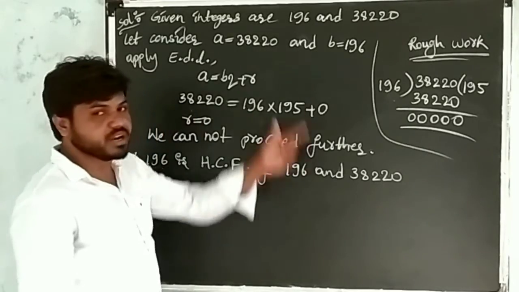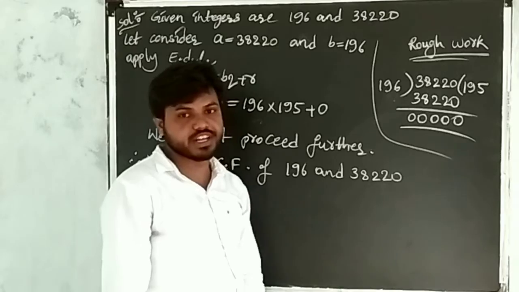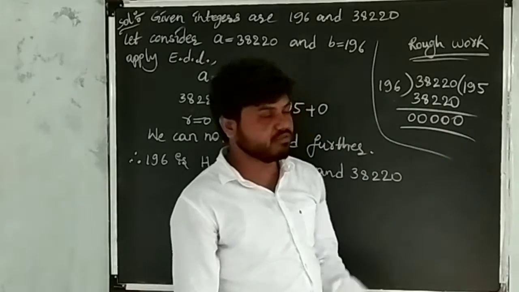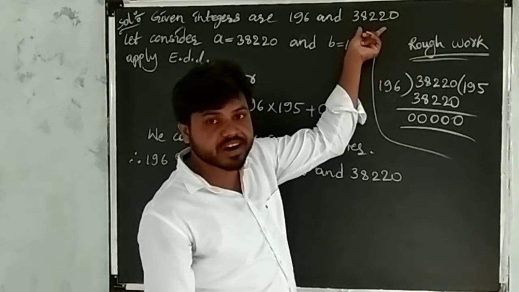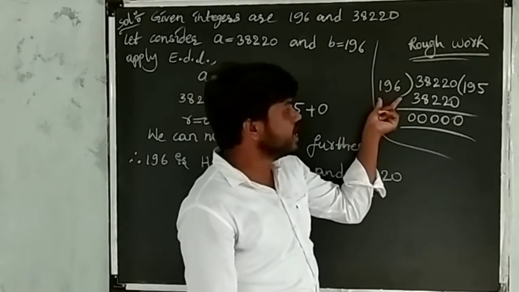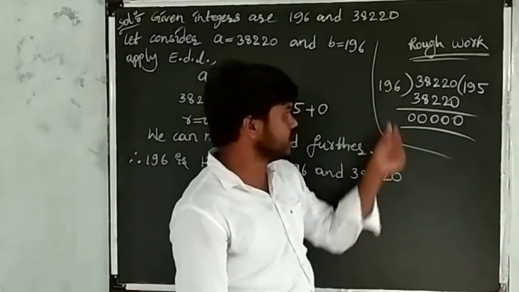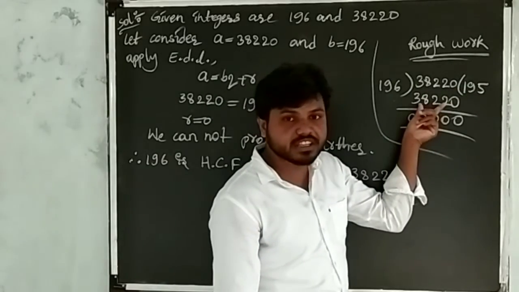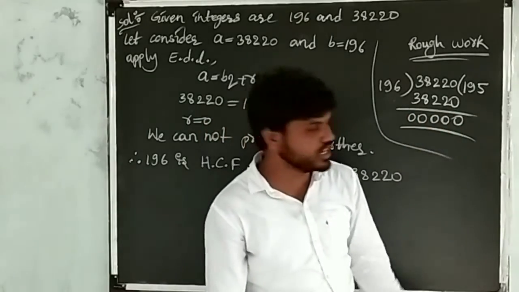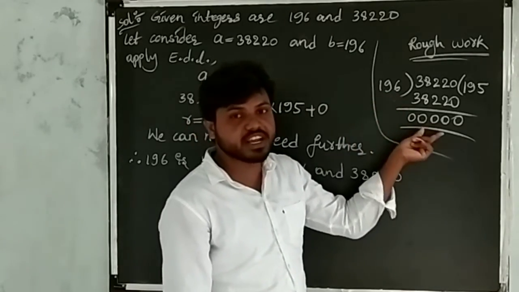I am repeating. Given integers are 196 and 38,220. Before writing Euclid division algorithm, I did a long division method in rough work. I took 38,220 as dividend and I took 196 as divisor. In the 196 table, we get 38,220 when we take 195. 38,220 minus 38,220 is 0. Remainder is what here? 0. With the divisor 196 we are getting remainder 0.